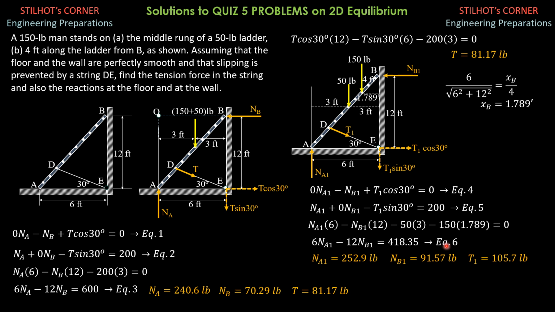Call that equation 6. Again with your calculator, solving equations 4, 5, and 6 simultaneously gives us NA1 252.9 pounds, NB1 91.57 pounds, and T1 105.7 pounds.